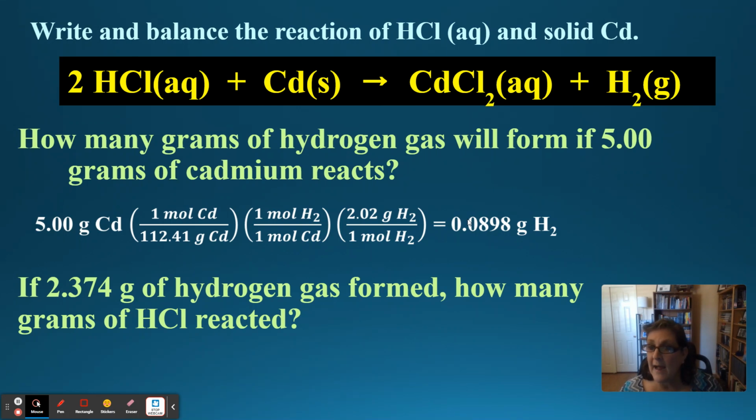What did the question ask? How many grams of hydrogen? So we've got it set up correctly. Grams of cadmium cancel.